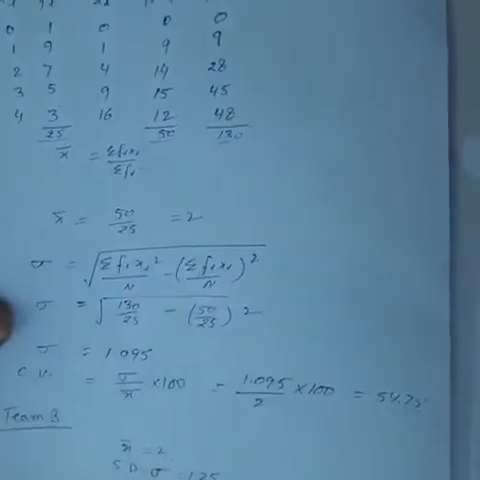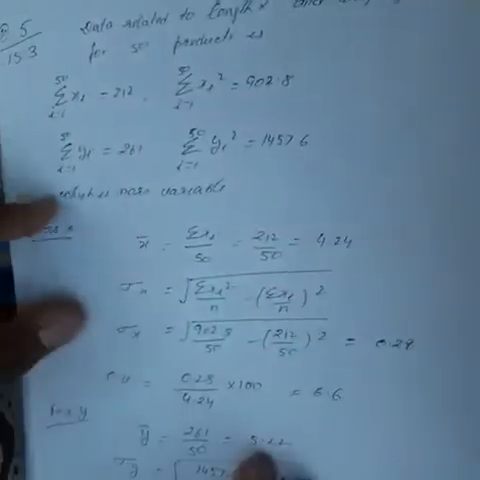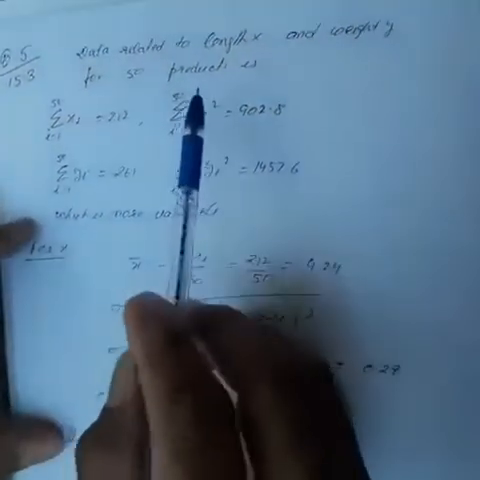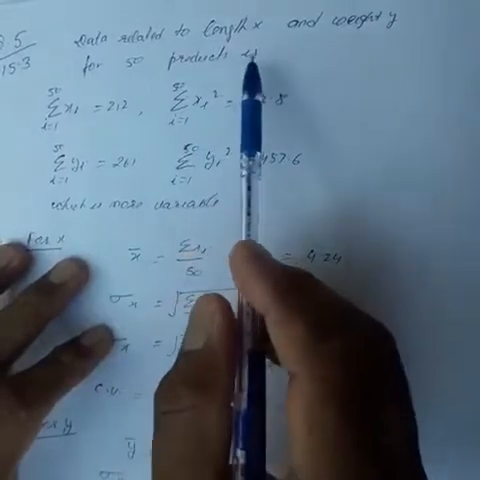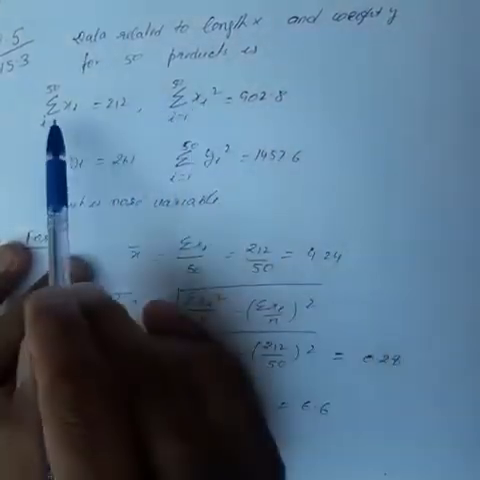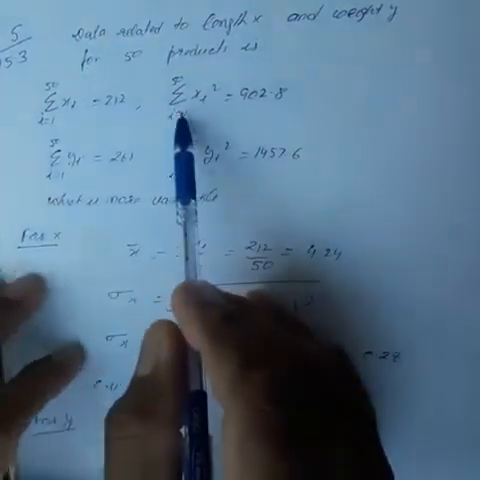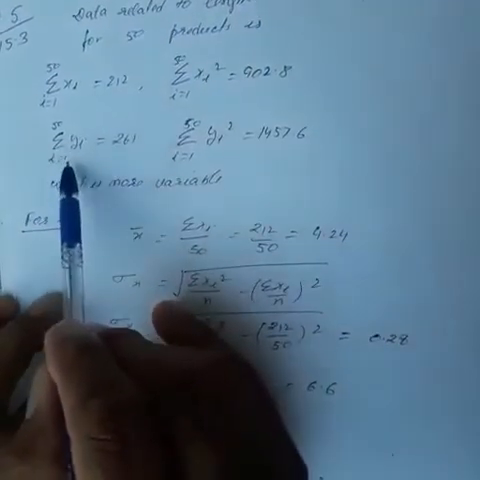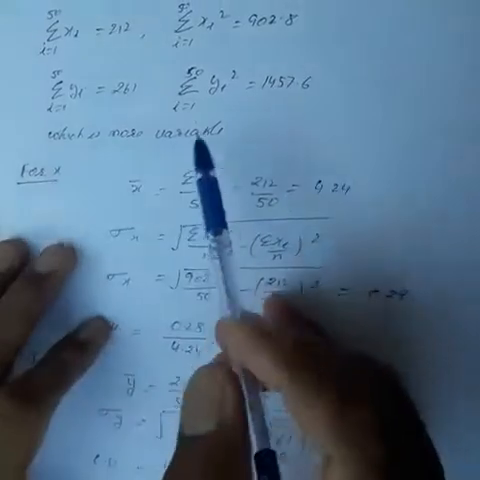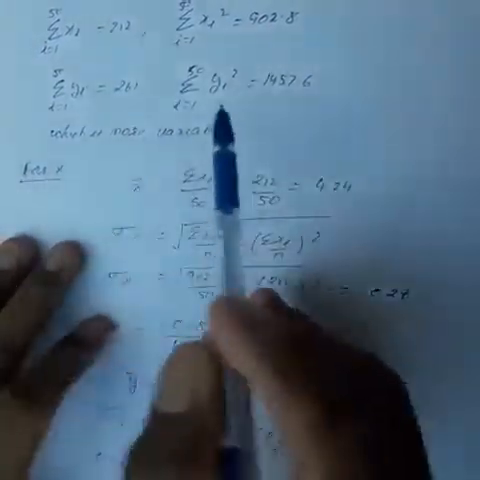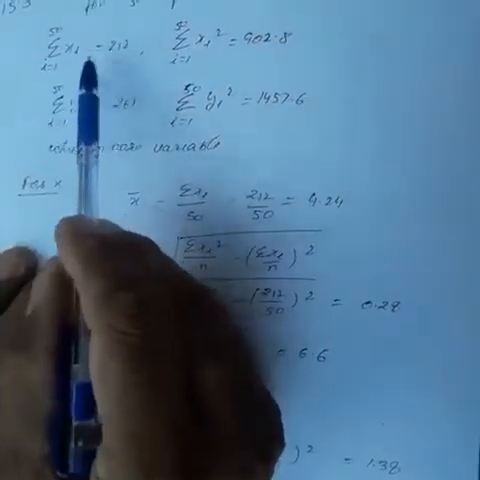I hope it is clear. Now question number 5. Data related to length x and weight y for 50 products is given as summation of xi, summation of xi square, similarly summation of yi and summation of yi square. You have to tell which is more variable. The number of observations is 50.